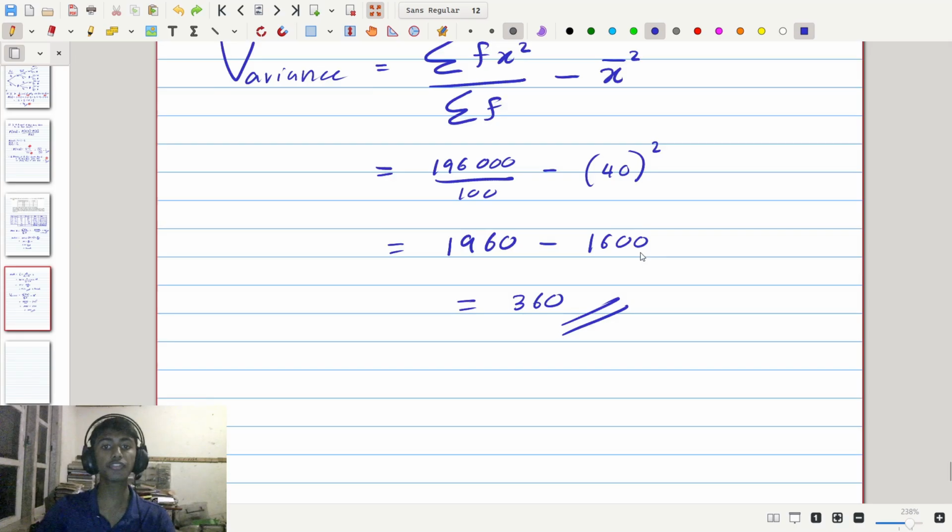And finally, for this thing, since the original values were in thousands and we squared them to get this answer, it must be in 1000 squared. So we can say in thousands squared. And that is going to be the end of that part of the question.